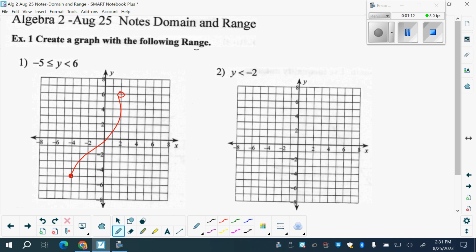It does not have to be right here at this point, and it does not have to be right there at that point.